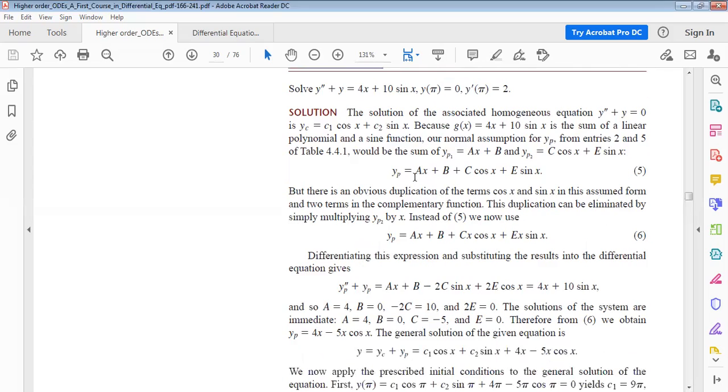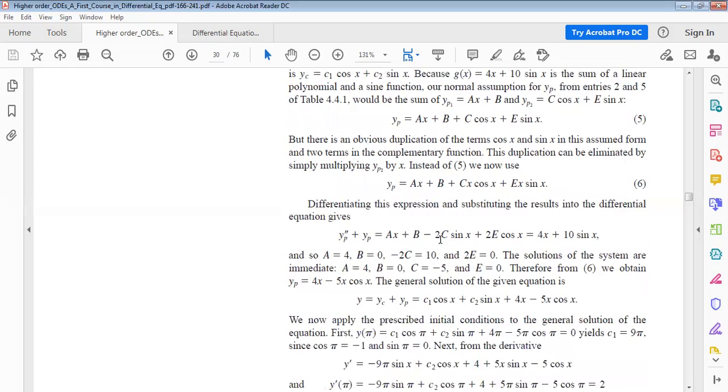Now taking differentiation and double differentiation of this, then substituting in the given differential equation, we get this form. Now equating the coefficients, because this is the undetermined coefficient method, we have to match the coefficients on both sides. The coefficient of x is 4 and here it is a, so a equals 4. b is the constant term; here the constant term is absent, so b equals 0. For the sine coefficient, minus 2c equals 10.